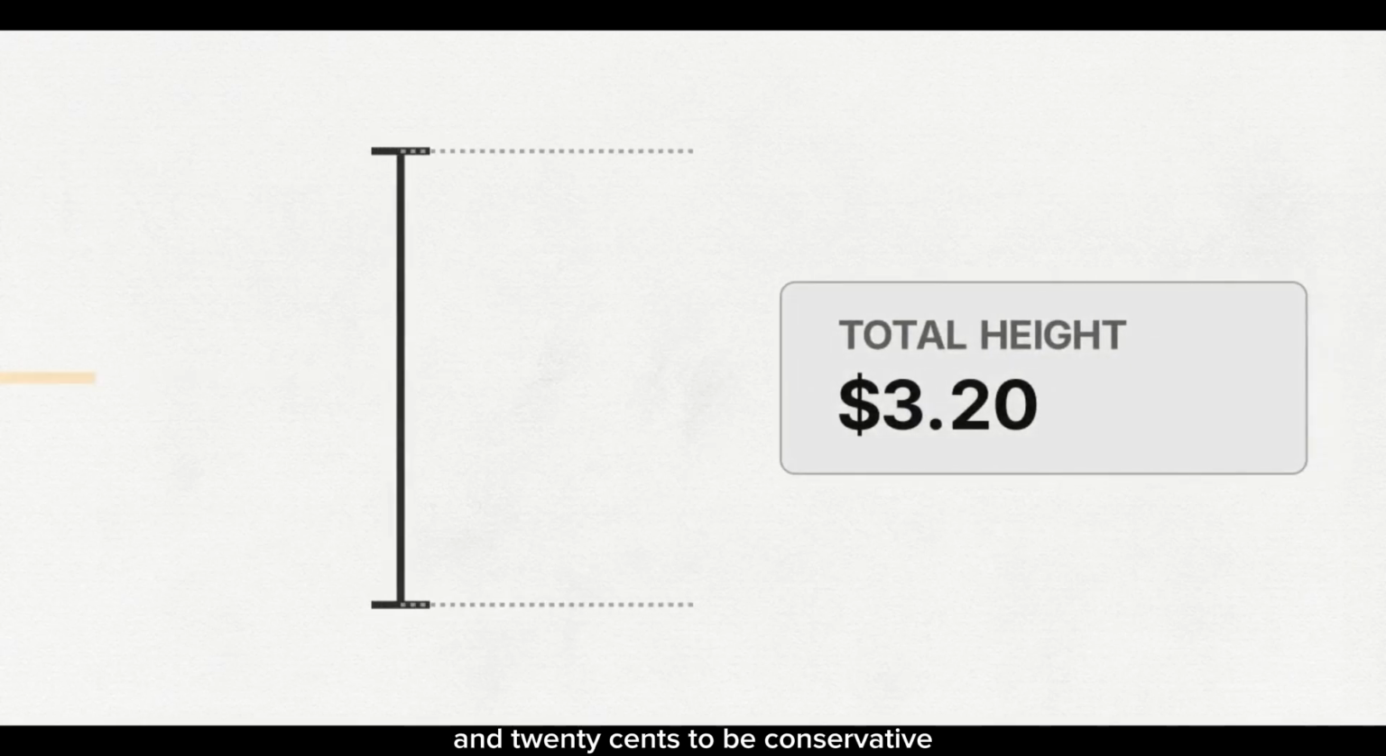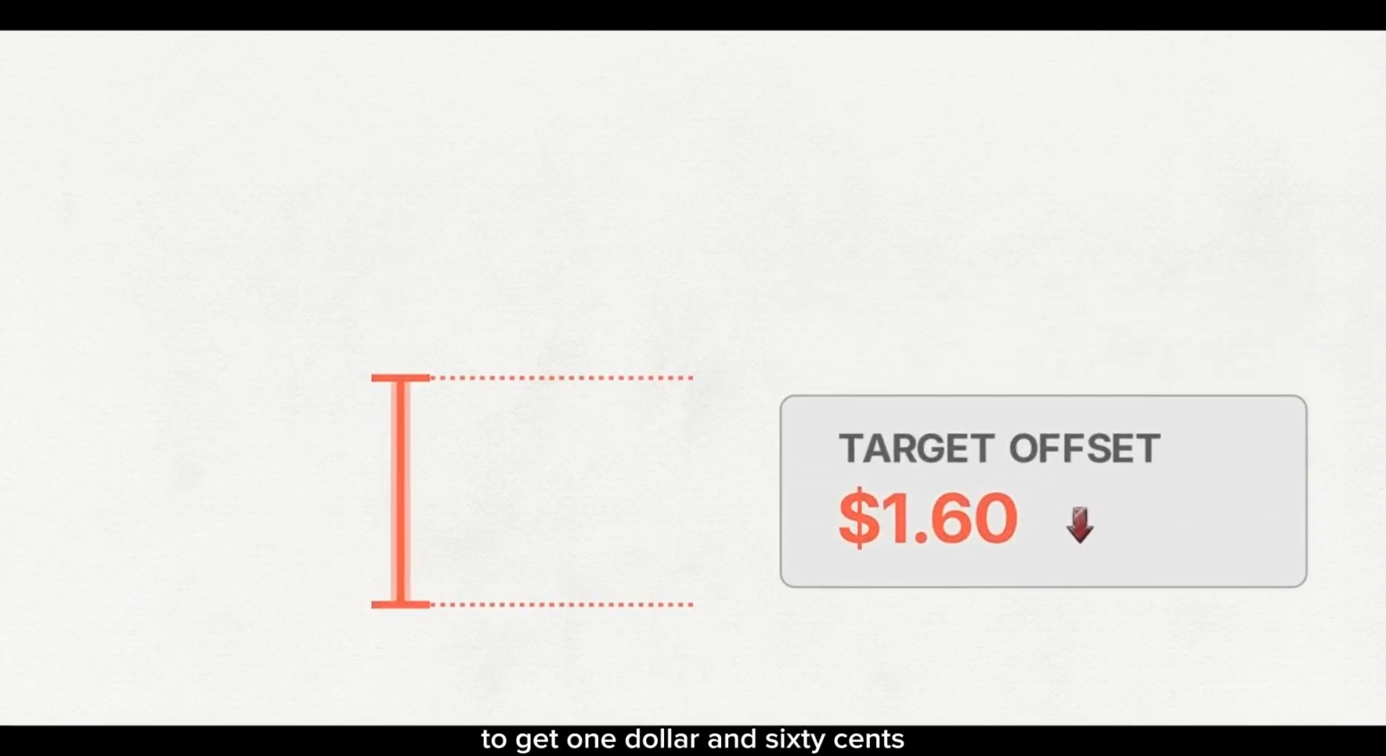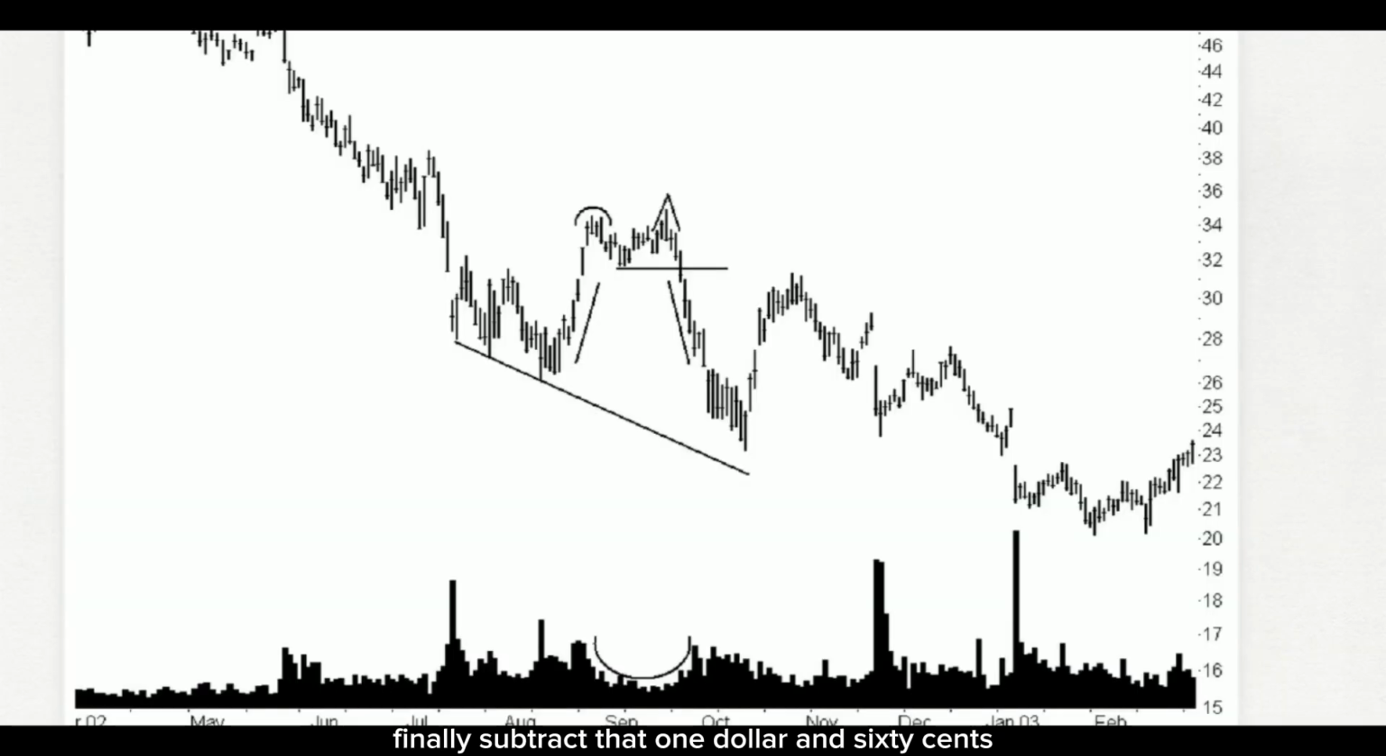To be conservative, divide that height exactly in half to get $1.60. Finally, subtract that $1.60 from your confirmation line. 31.70 minus 1.60 gives us a final target of exactly $30.10.